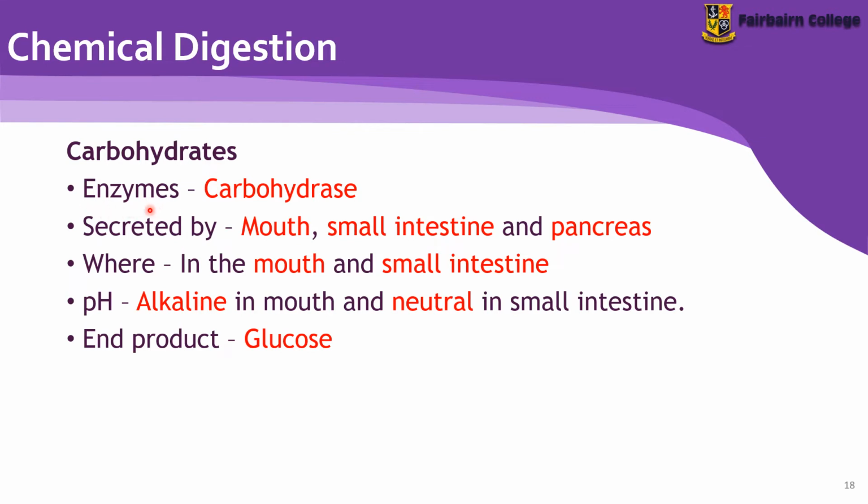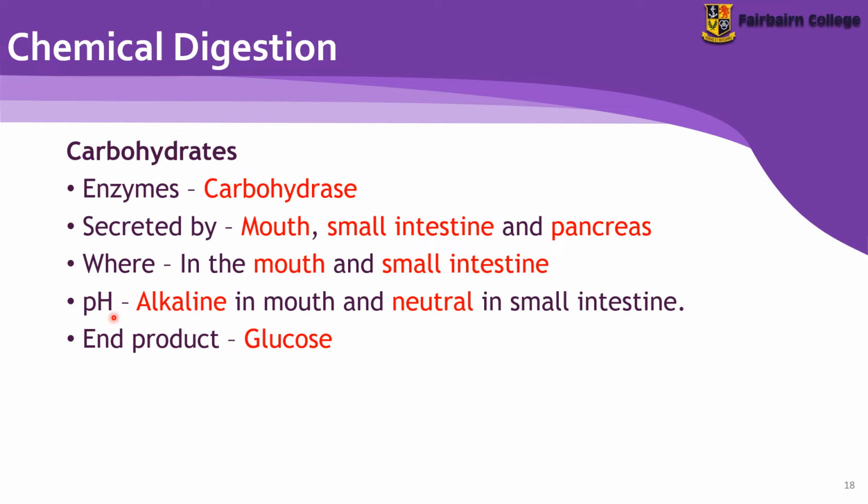Carbohydrates are broken down by a group of enzymes called carbohydrase. These are different enzymes that we all group together as carbohydrase. They are secreted in various parts of the body. They are secreted by the mouth, the small intestine, and the pancreas. They function within the mouth and the small intestine. So the pancreas will secrete enzymes which will then be added to the duodenum of the small intestine, where they will then break down the food.